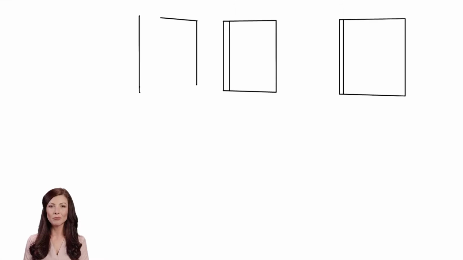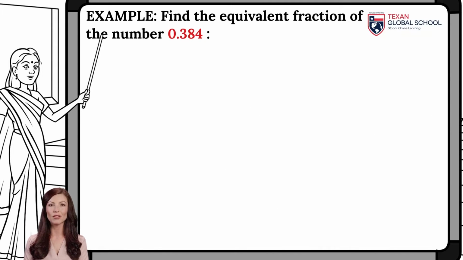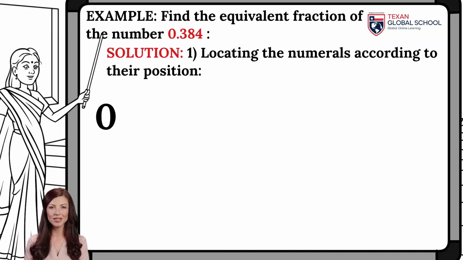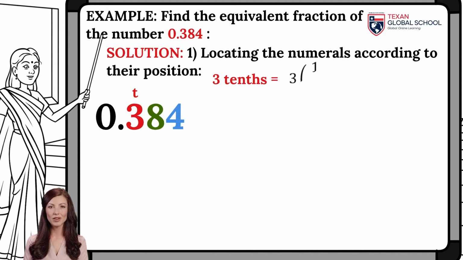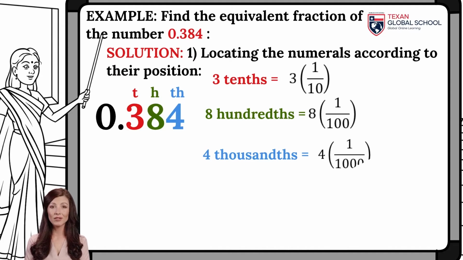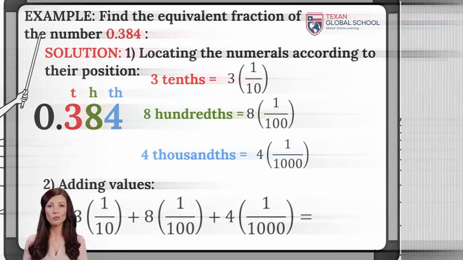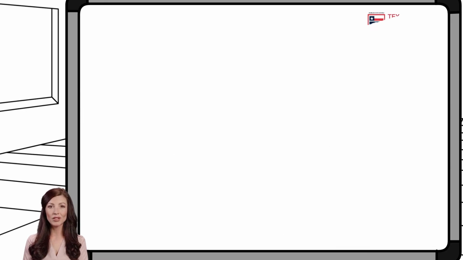In the following example, we will also obtain the equivalent fraction of the number 0.384. By placing the numerals according to their position, we can see that we have 3/10, 8/100, and 4/1,000 with their corresponding equivalents. Now we add those values. Performing the operation, we get 384 over 1,000.